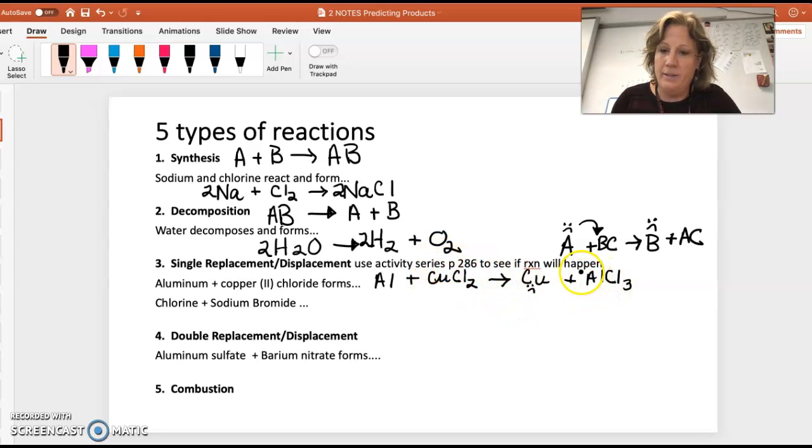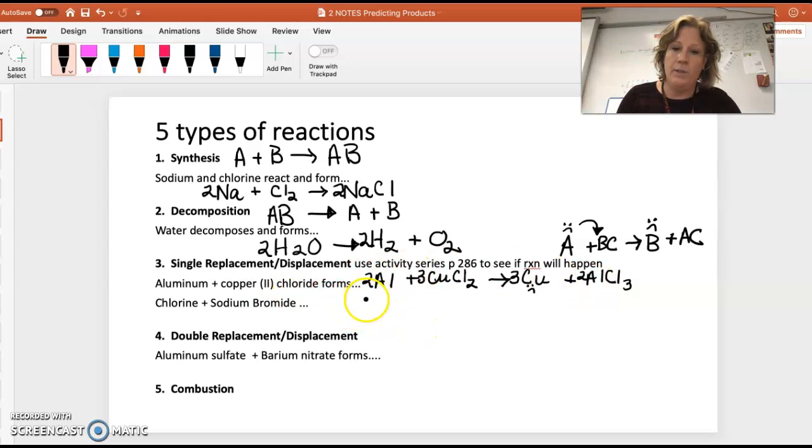Then I'm going to balance. I'm going to want to have 6 chlorides. So I'm going to put a 2 here and a 3 here. Now I'm going to want 3 coppers here. And I have 2 aluminums, so I would need a 2 here.